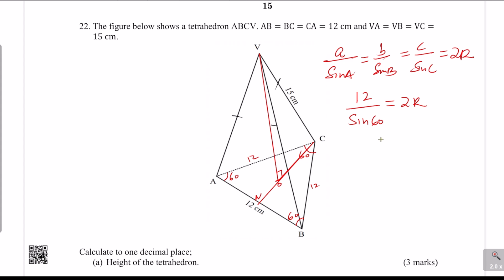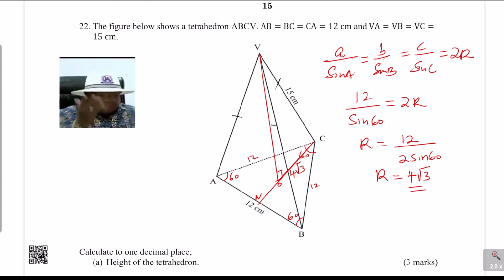So therefore, if you work this out using a calculator and make R the subject, R will be 12 divided by 2 sine 60. So the radius will give you 4 root 3. So that is CO, 4 root 3.